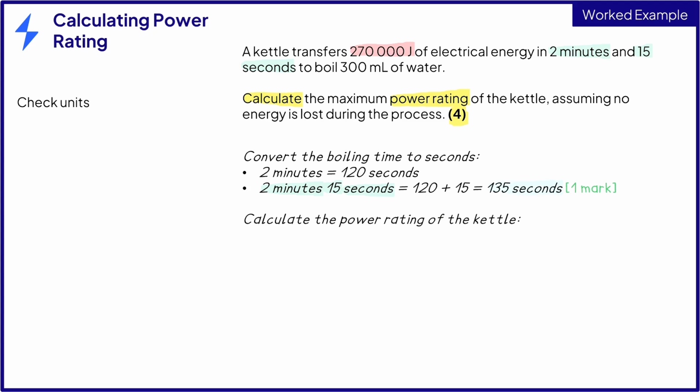Calculate the power rating of the kettle. Recall the equation for calculating electrical energy transferred. Energy is equal to power times time. We arrange the equation to make power P the subject by dividing both sides by T to get P is equal to E divided by T for 1 mark.